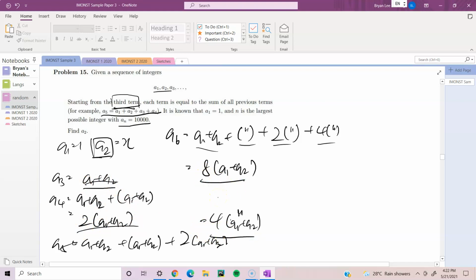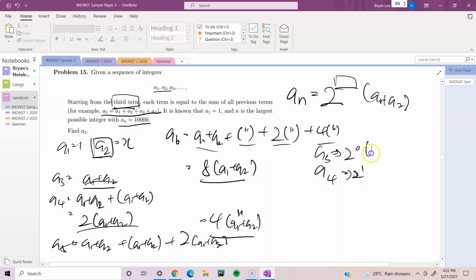So since we're just multiplying stuff by 2, we could generalize this to become something like, for an, it would become 2 to the power of I don't know what, and then it will be in the form of a1 plus a2. So we can see, okay, for a3, we have 2 to the power of 0. a4, we have 2 to the power of 1 of these. a5 is 2 to the power of 2 of these. And then a6 is 2 to the power of 3 of this a1 plus a2 thing.